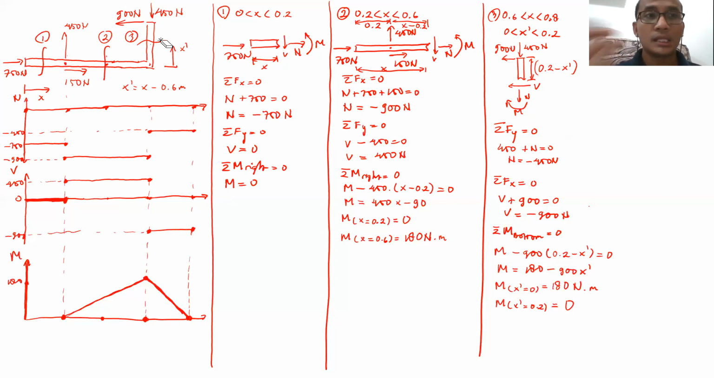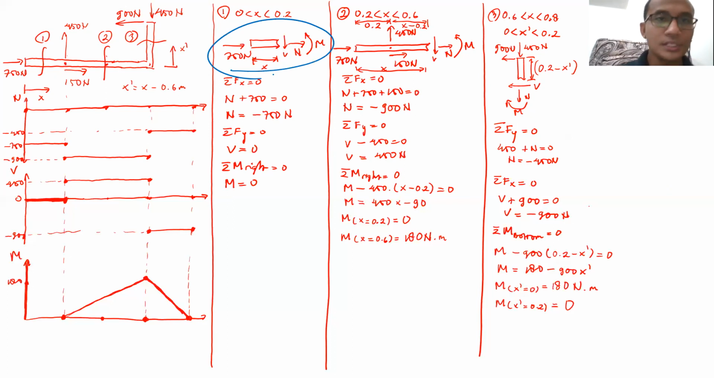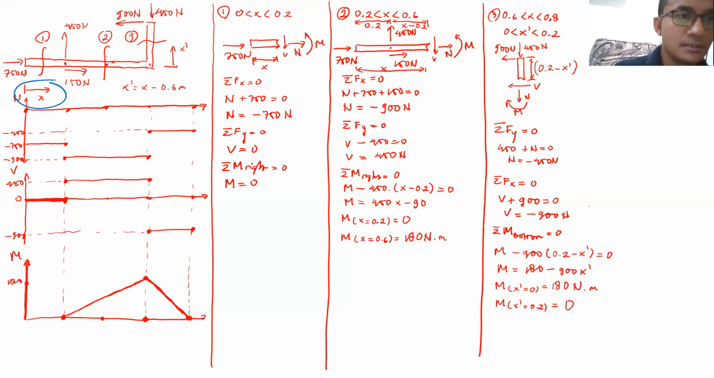For the first cut, we always try to start with the first cut. This will be my free body diagram. Only 750 newtons going to the right, and then the distance there will be x. The distance from the left edge to the cut will be x, like what I defined here. Before going to the first cut as well, sorry, I forgot about something.